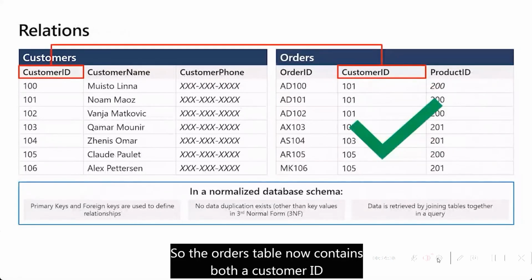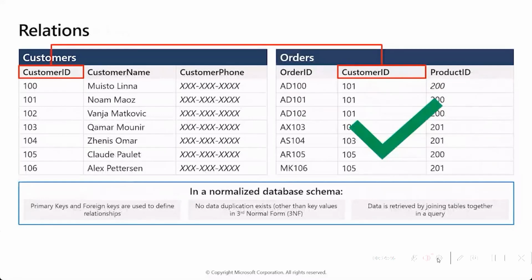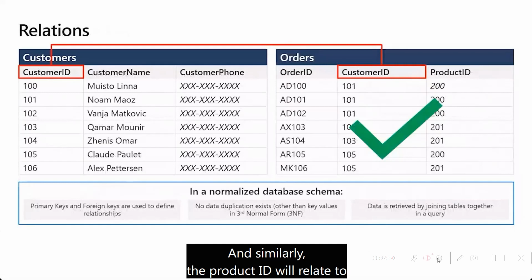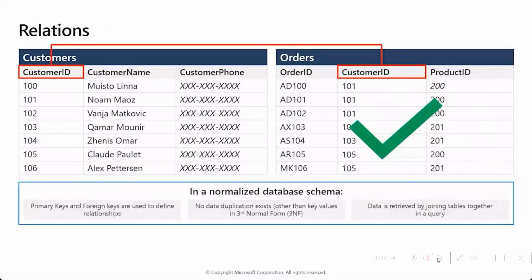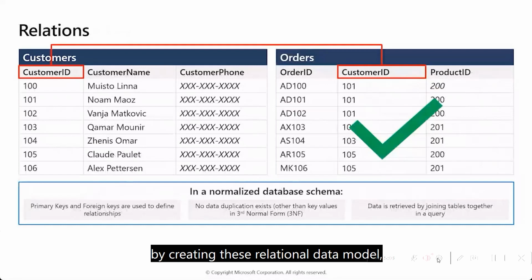So the orders table now contains both a customer ID and a product ID. The customer ID relates to the customer ID in the customer table, and similarly, the product ID relates to the product ID in the products table. And so we typically design a relational database by creating this relational data model.